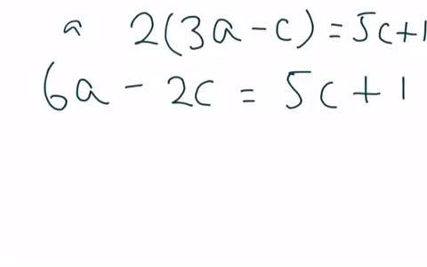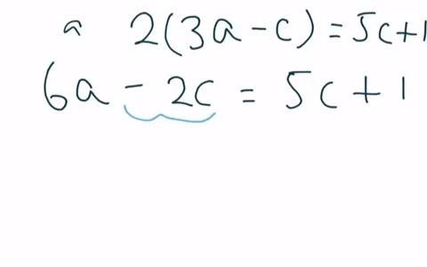Right, now always note that the purpose of this question is to make a the subject of the formula. What we have here on the left-hand side is your 6a. So we've got a on the left-hand side. On the right-hand side there are no a's. But on the left-hand side we also have this minus 2c. And what we want to do is essentially remove that from the left-hand side.